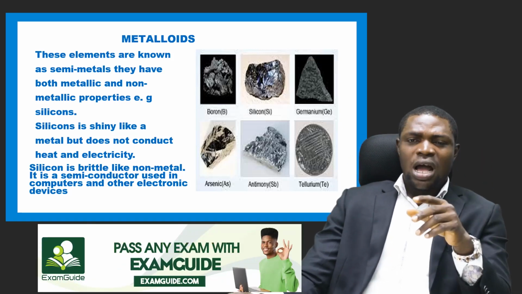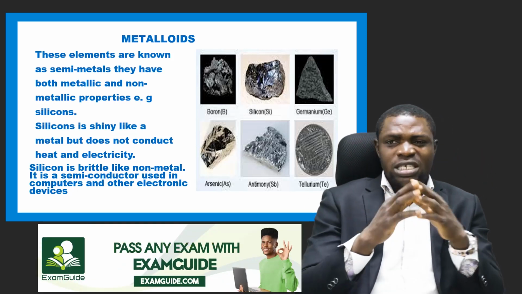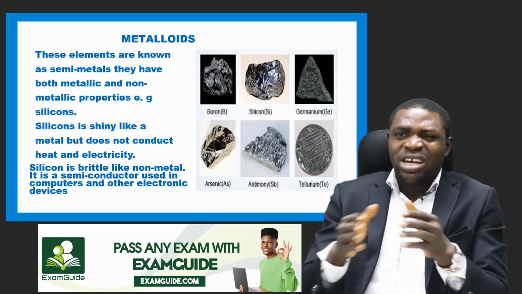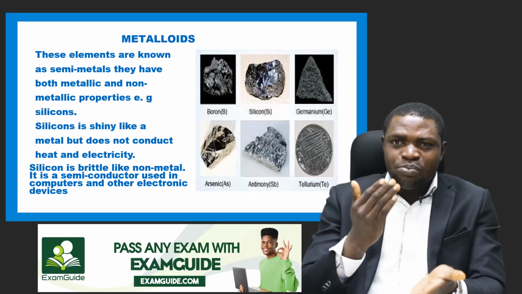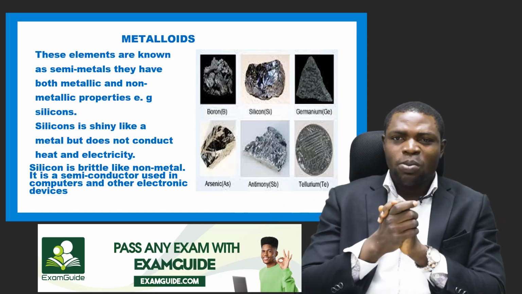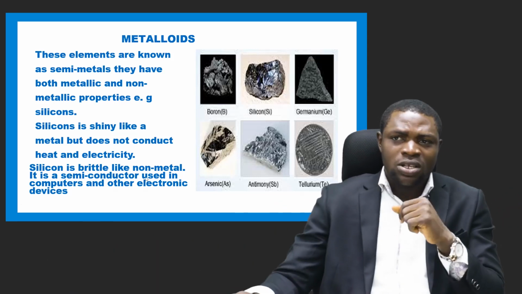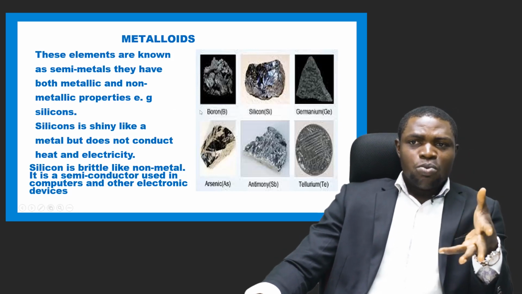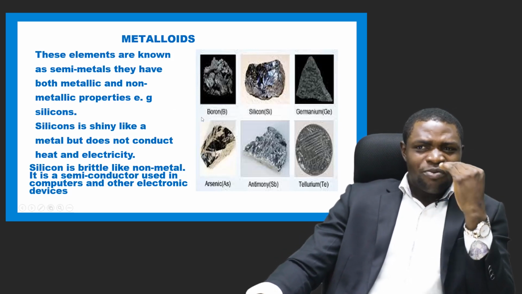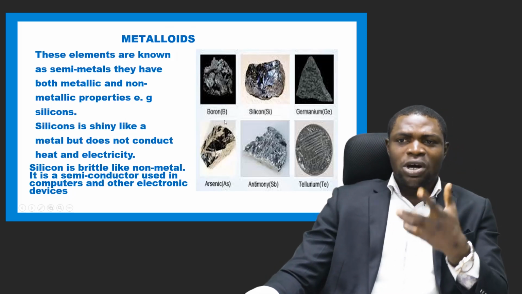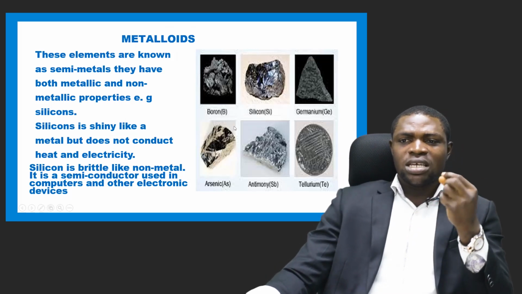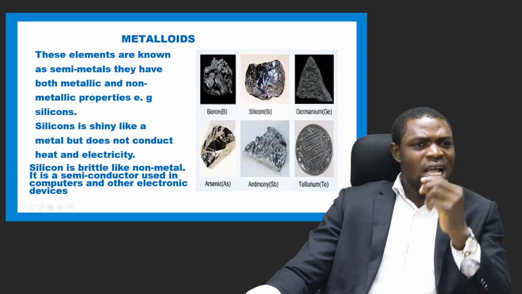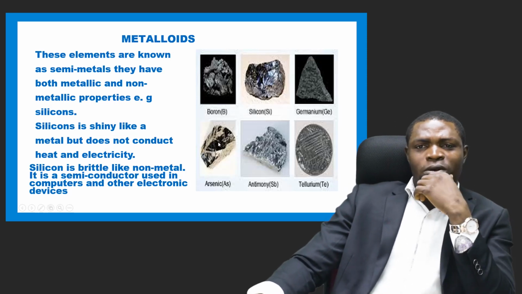These elements are known as semi-metals, and it's very simple. Why do they call them semi-metals? Very simple. It's just because they have both metallic and non-metallic properties. Let's take silicon, for example. In group 3 we have boron, and if you look at it very closely, silicon, germanium, arsenic, antimony, and the rest of them. Now let's look at one of them critically.